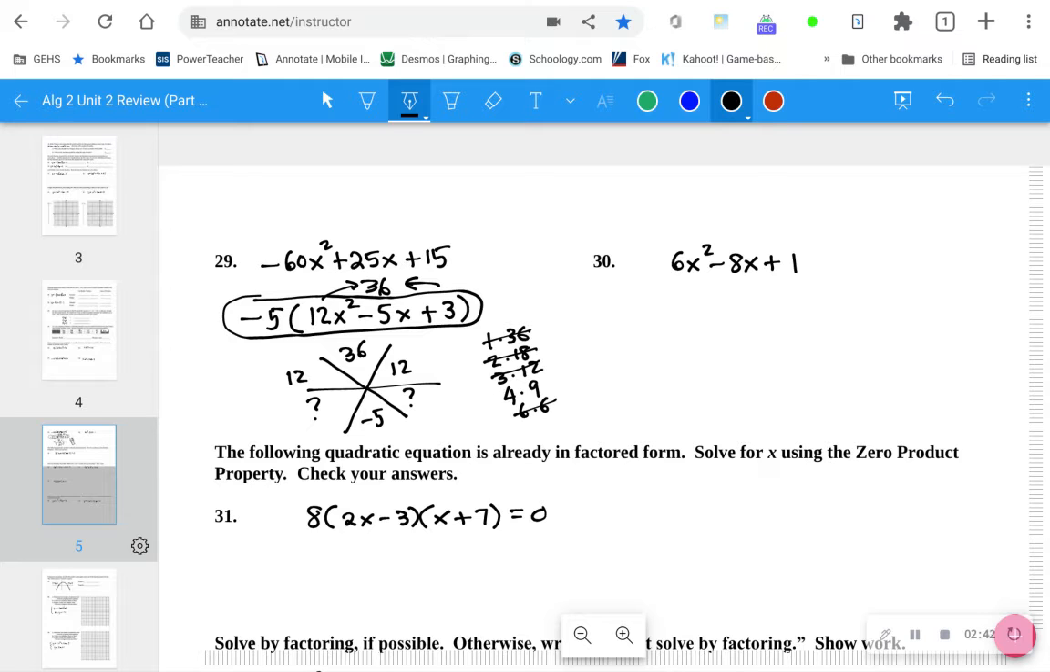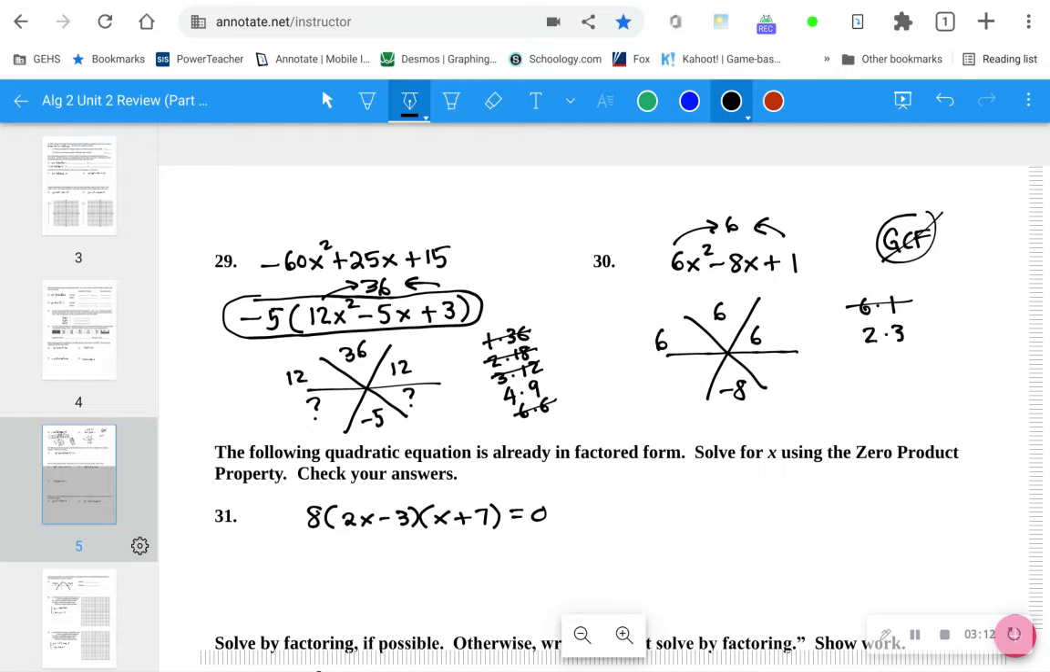Okay, if you look at the next one, there's no GCF, so I'm going to make a little notation that we looked for a GCF, and there's none there. And when we try to get the star going here with the 6 on the wings, 6 times 1 is 6, so we're looking for two numbers that multiply to give 6 and add to give negative 8. Well, 6 and 1 is one way to multiply to get 6, but you're not going to get 8 out of those numbers even if you play with the signs. 2 times 3 is the only other choice, and that doesn't add up to 8 or negative 8.